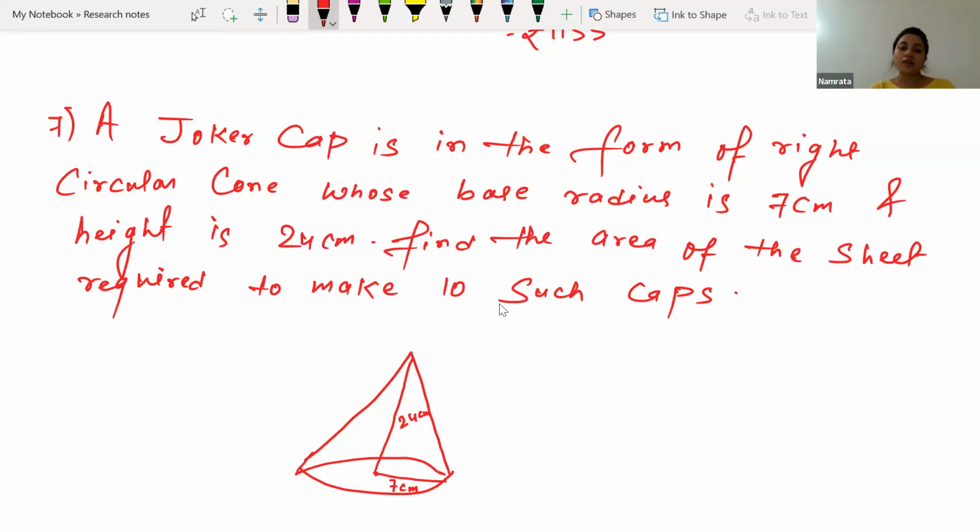So here we have understood that we just have to find the curved surface area of this cone for one cap. One cap, one curved surface area. 10 caps, 10 curved surface areas, right? One cap means 1 into curved surface area. 10 caps means 10 into curved surface area. Yes or no?